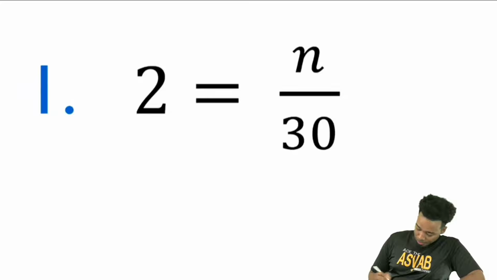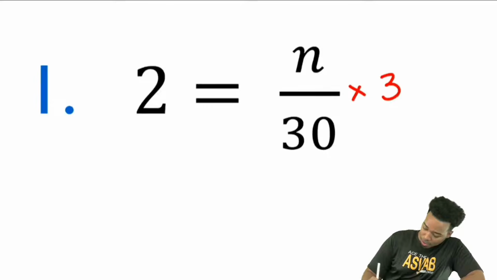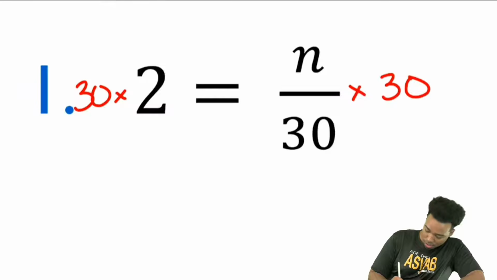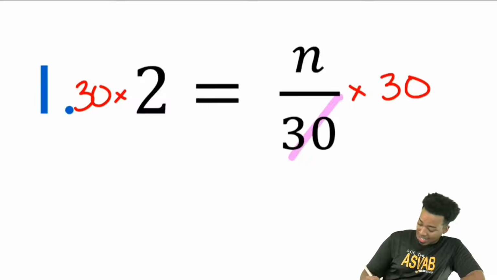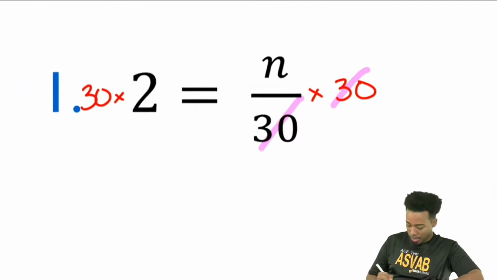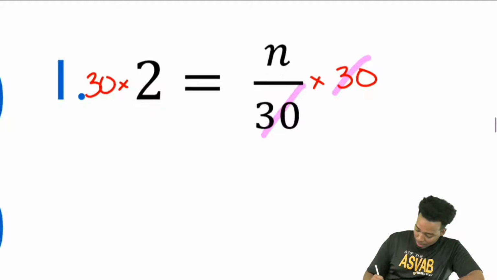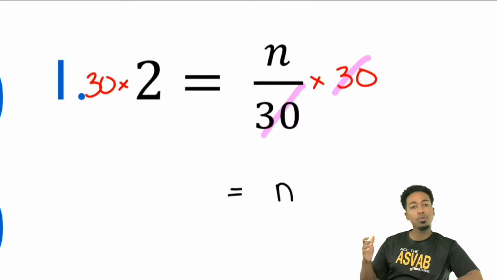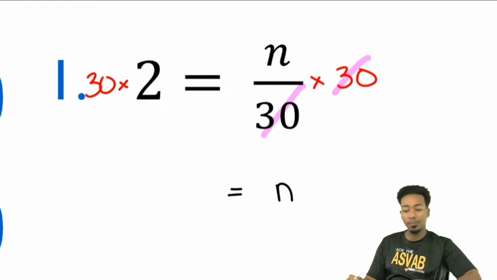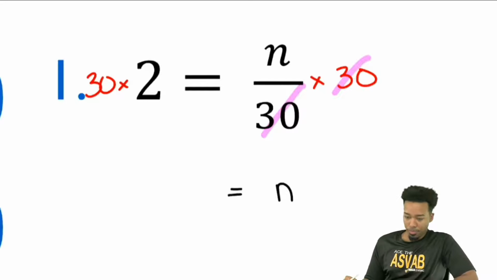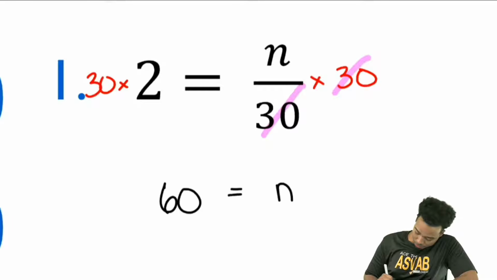So, boom, the opposite of dividing by 30 is multiply by 30. That's going to be a quick one here. So that's going to cancel it out. That's exactly what we wanted. And now we can get that n by itself. And everyone, 30 times 2 gives us what? That's going to be 60.